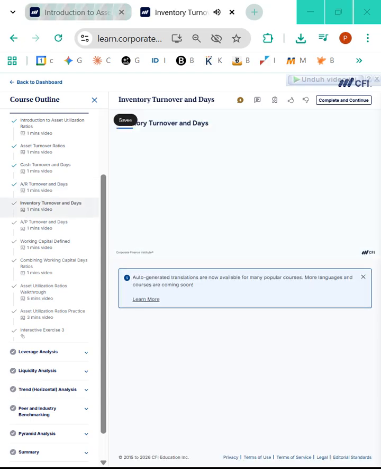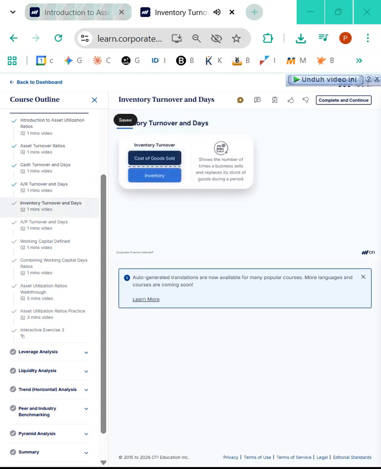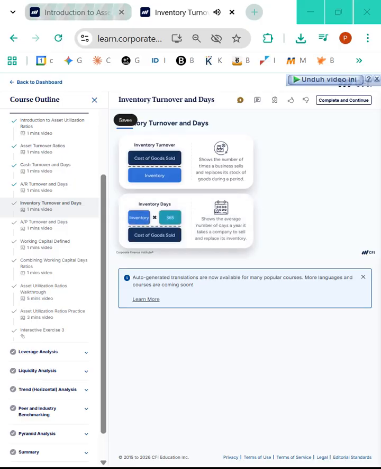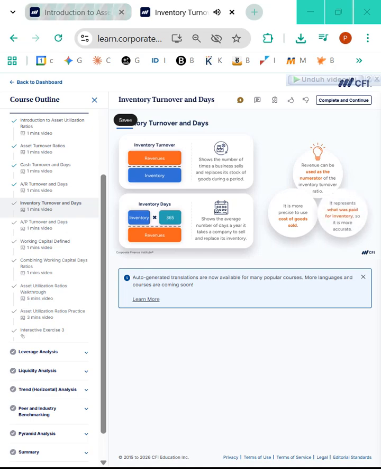Now let's look at similar ratios, but this time for inventory. Now recall that one of my big messages when it comes to effective ratio analysis is always compare apples with apples and oranges to oranges. We could use revenue as the numerator of the inventory turnover ratio, and some analysts do this to keep it consistent. However, it's more precise to use cost of goods sold if that's available or disclosed on the income statement. Why, you may ask? Well, cost of goods sold represents what we paid for the inventory and will therefore give us a more accurate sense of how often inventory turns over.